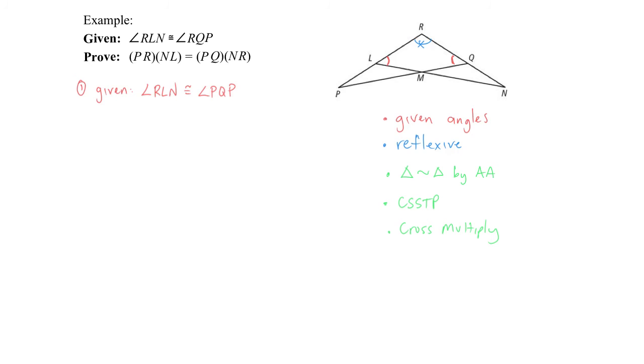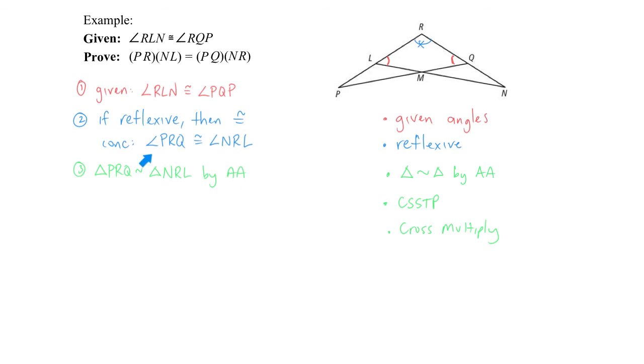All right, so now I've got my given angles. Now let me do my reflexive step. Okay, so I've got that angle PRQ is congruent to NRL. So that's this angle right here. There's my reflexive. Okay, so now let me start working through my similarity pieces. I've got my two angles congruent. Let me start working through my similarity steps. So let me do the first one. Okay, so triangle PRQ is similar to triangle NRL by angle.